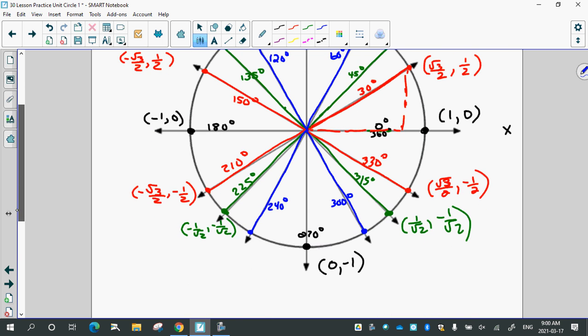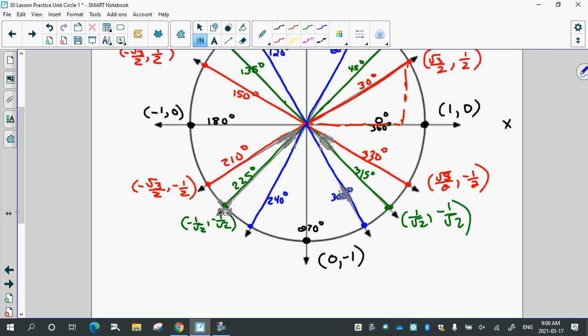And then in the third quadrant, I'm going to go left and down, so both negative, negative 1 half for the x, and negative root 3 over 2 for the y. And in the fourth quadrant, I'm going to go to the right, so positive 1 half, negative root 3 over 2.